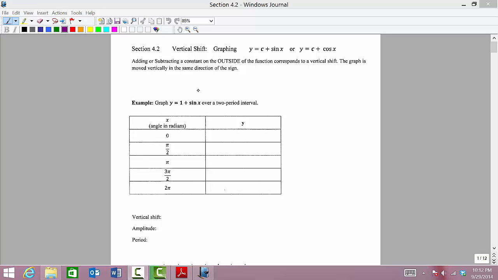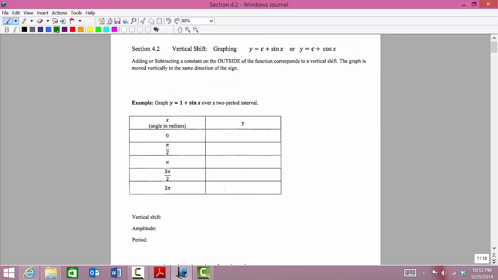In section 4.2, we will talk about translations of our graphs. In other words, shifting our graph vertically and horizontally. First, we will talk about vertical shift. A vertical shift comes from adding or subtracting a constant on the outside of a function.